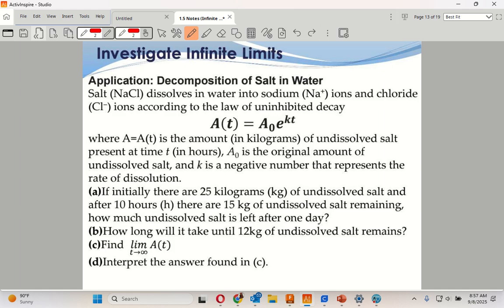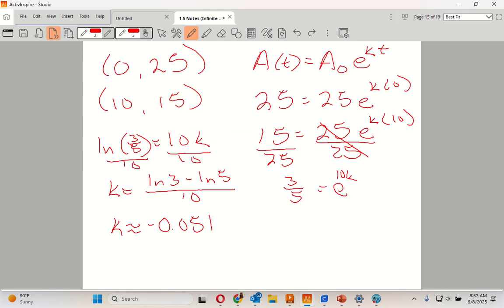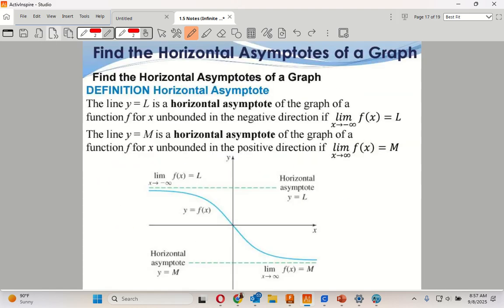Alright. Did we find the answer? Did we interpret it? Now that we got a graph, we can understand that it's eventually going to go to 0 because I don't have any more salt left, right? Eventually, all salt in the water will what's that called? It was dissolved, yes. Alright. Is everyone good? Any questions over those?